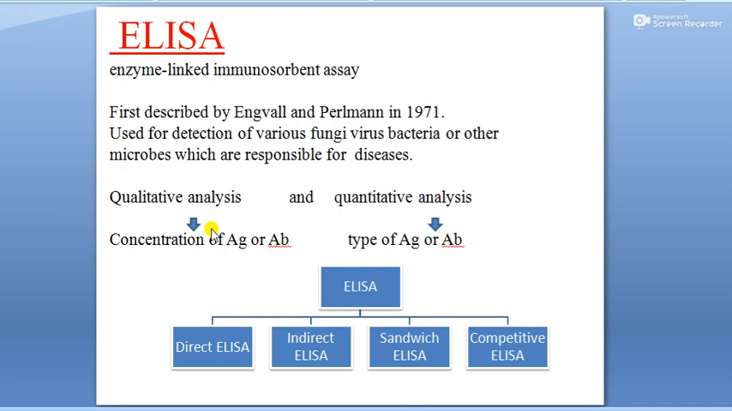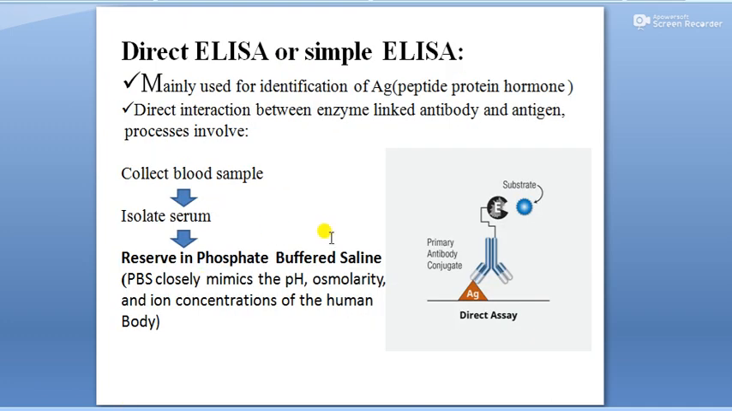Let us see what are the types of ELISA. There are 4 types of ELISA, that is direct ELISA, indirect ELISA, sandwich ELISA and competitive ELISA. Let us see the first process, that is direct ELISA. So, this direct ELISA also called simple ELISA because the process is very simple, mainly used for the detection of antigens which may be proteins or may be peptides or may be hormone, right. Direct interaction between the enzyme linked antibody and antigen process involves.